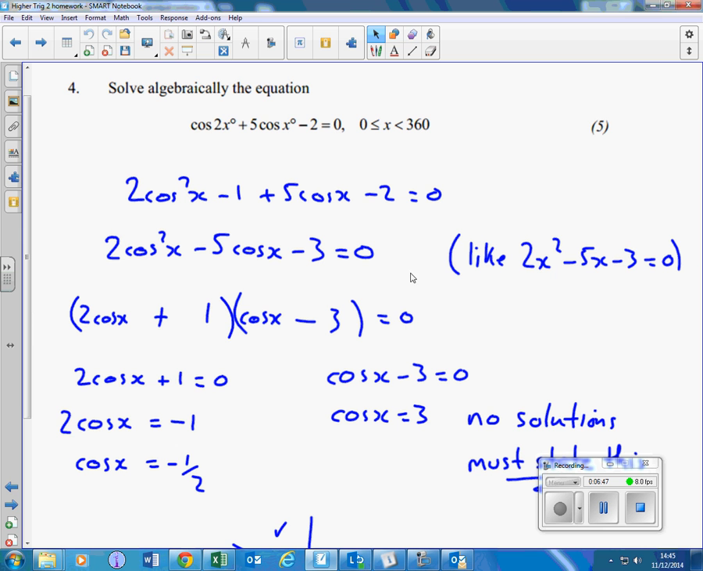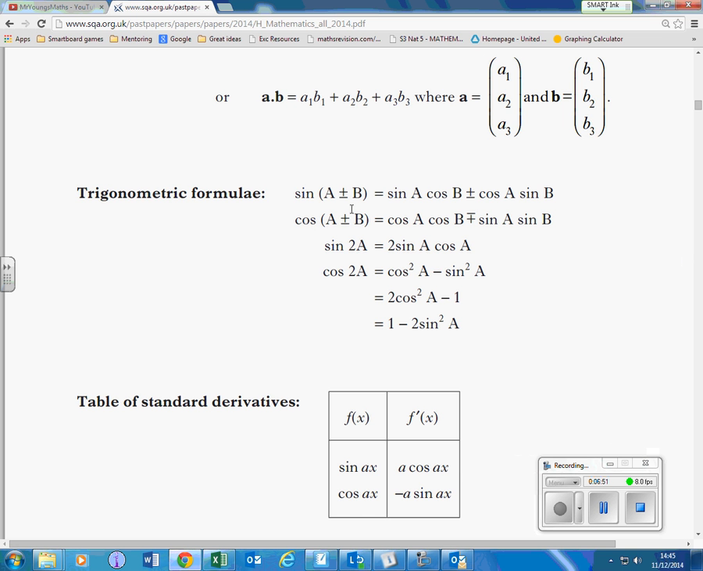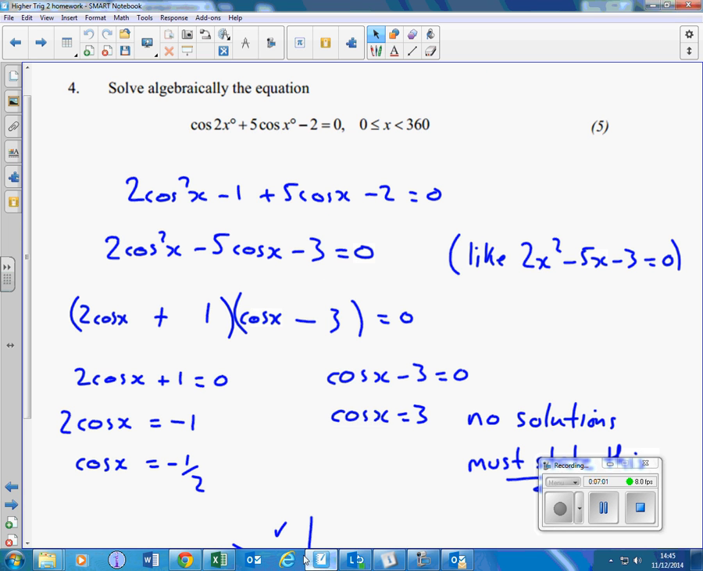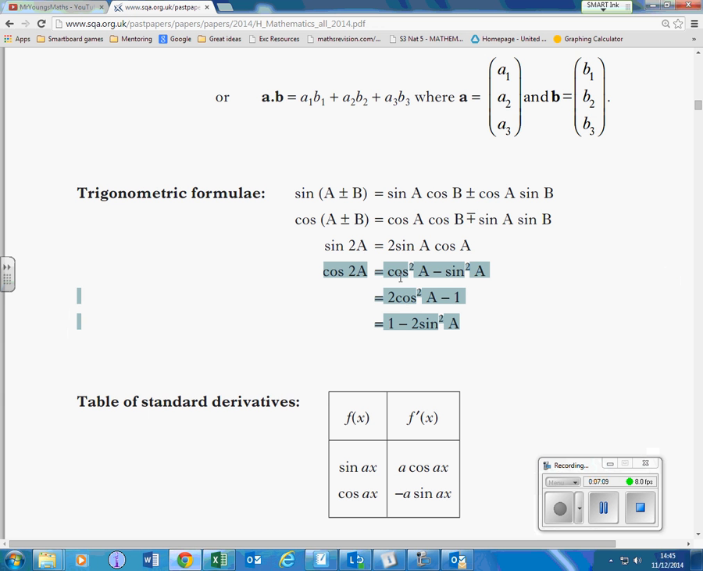Question 4, a little bit trickier, right? Cos 2x, we have 3 different options here. How do we decide which one? That is probably the most difficult part of the question. We'll have a cos here. So if I can write cos 2x in terms of cos, that's going to make life a lot easier. So I'm going to pick this one and substitute.